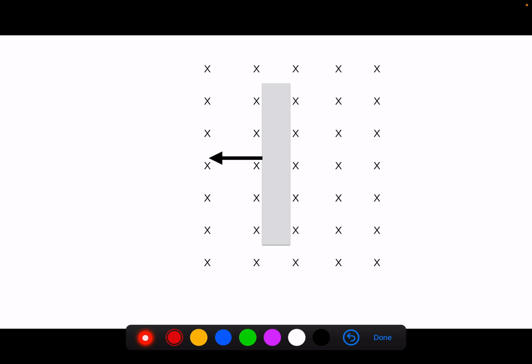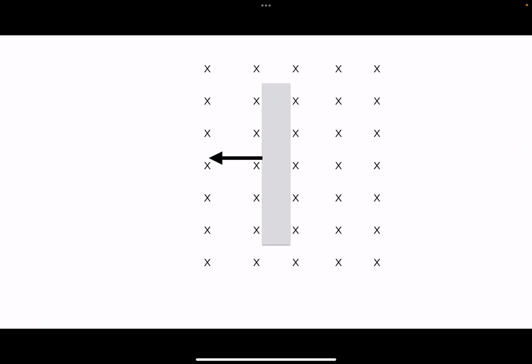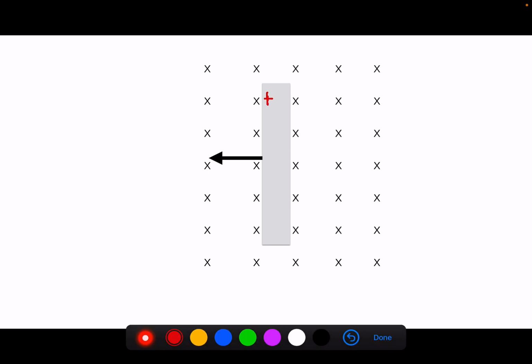So you have your metal bar. We're going to pull it or push it through the magnetic field, as you can see in the picture, and we're going to see what happens. It's important to remember that this metal bar is neutral. So it's got positive and negative charges inside of it from the very get-go. All matter is neutral, but all matter has a balance of charges. It's also important to remember that only the negative charges are able to move.